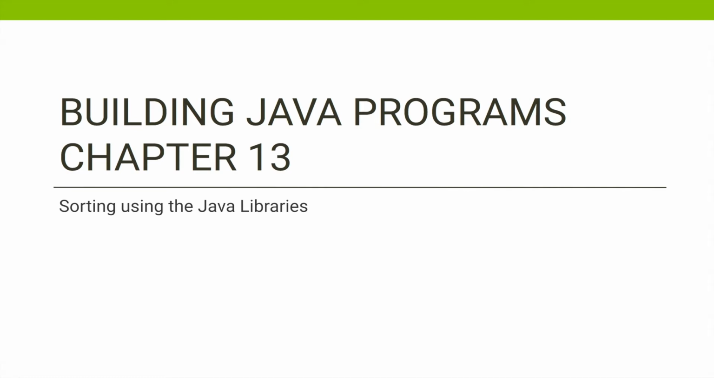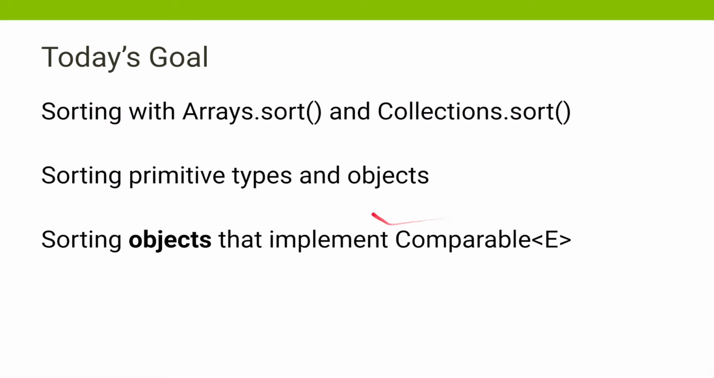It's time to sort with the Java class libraries. So today's goal, we're going to use this fancy schmancy thing called arrays and collections. And it's going to allow us to, yes, you guessed it, sort. Okay, it's going to allow us to sort primitive types and objects.